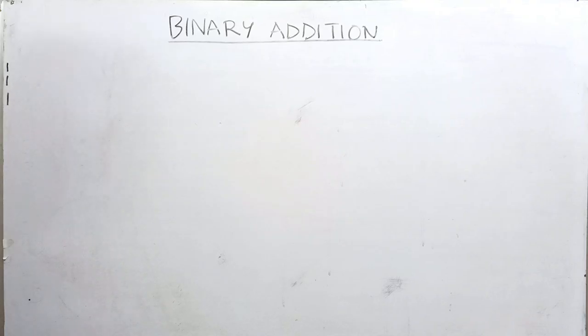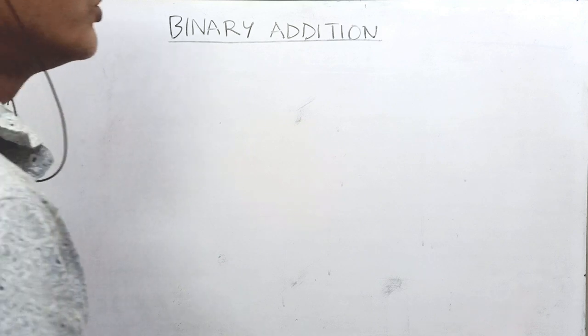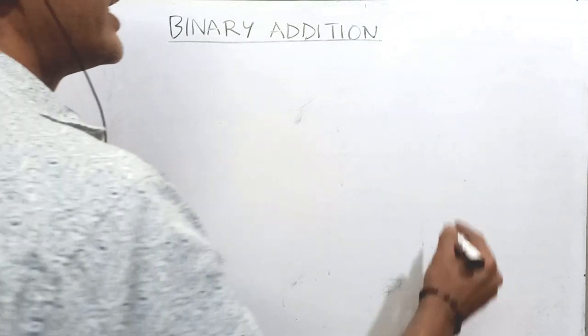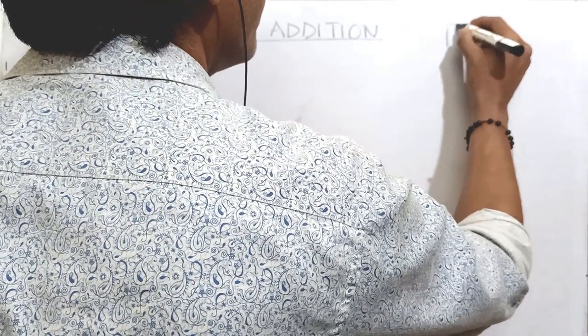So today we will be doing binary addition. Binary numbers have a base two system, so they have some rules to add the numbers as well as subtract, divide and multiply. For addition we have the following rules.